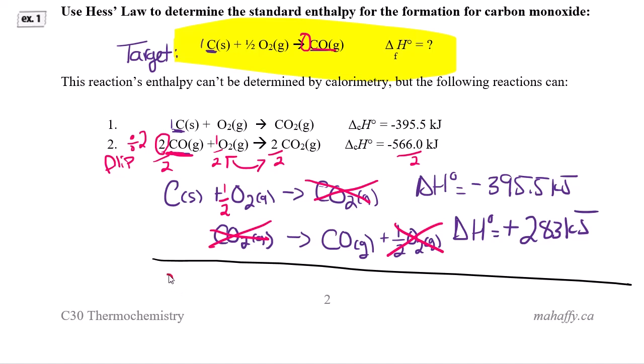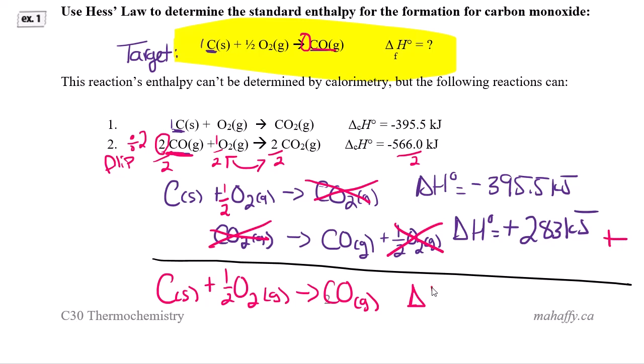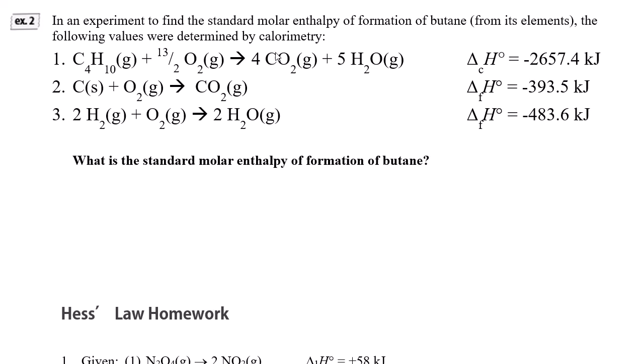Now let's see what we have left. My carbon solid plus 1/2 oxygen reacts to give carbon monoxide gas. And sure enough, that's what we wanted, so that's good. And then for my enthalpies, I need to add these down. So the enthalpy of this reaction will be negative 295.5 plus positive 283, which gives me an enthalpy of negative 112.5 kilojoules.